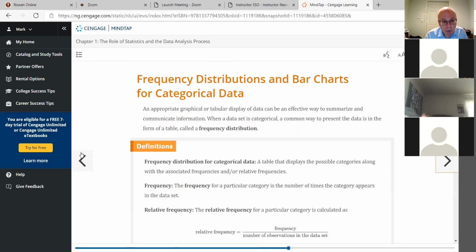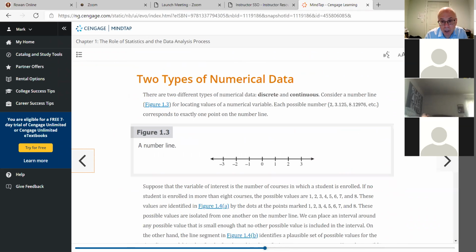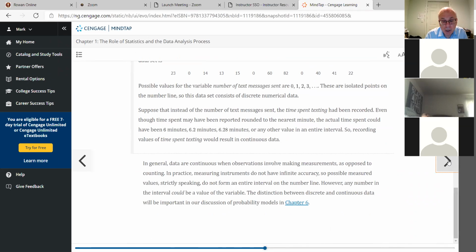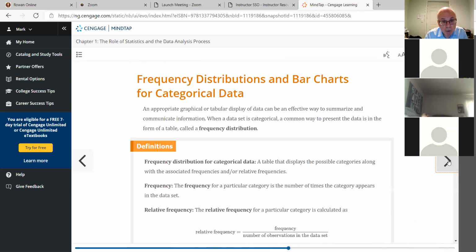All right, let me just go back for a second. Let me see if there's anything else in this section you need to know besides discrete and continuous. All right. Frequency distributions and bar charts. Now, bar charts are used strictly for categorical data. Histograms are used for numerical data. They look somewhat alike because they both use rectangles, bar charts and histograms. But they also use frequencies and relative frequencies. The difference is that the data, the actual data, is different. The bar chart's categorical data.